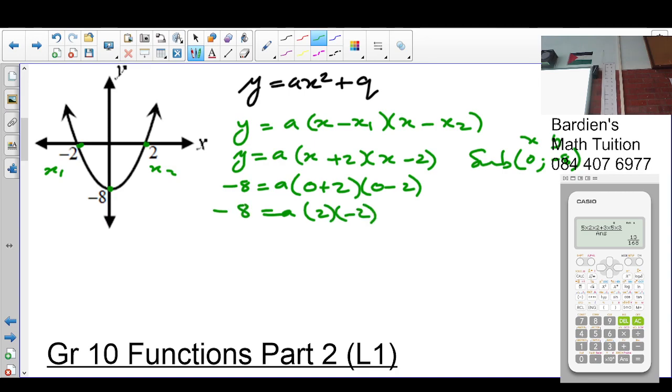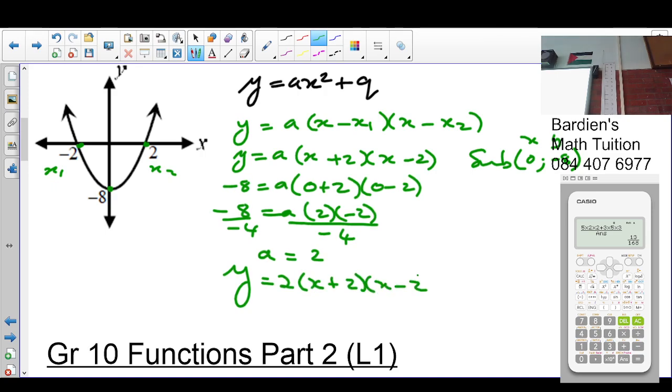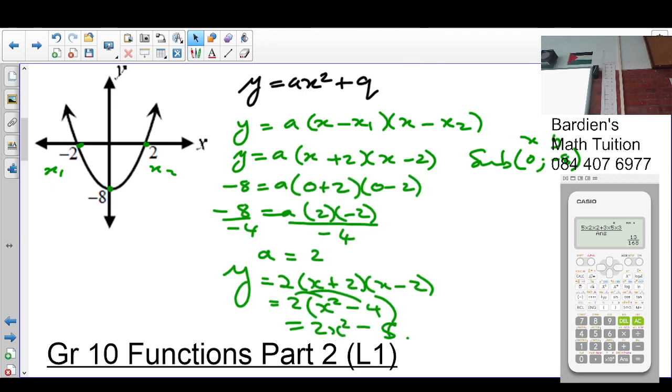How do we get a on its own? Divide by negative 4 both sides. So a is equal to 2. So y is equal to 2 into (x plus 2)(x minus 2). Get rid of the brackets. I get x squared minus 4, which now gives me 2x squared minus 8. Okay. Any confusion here? No?